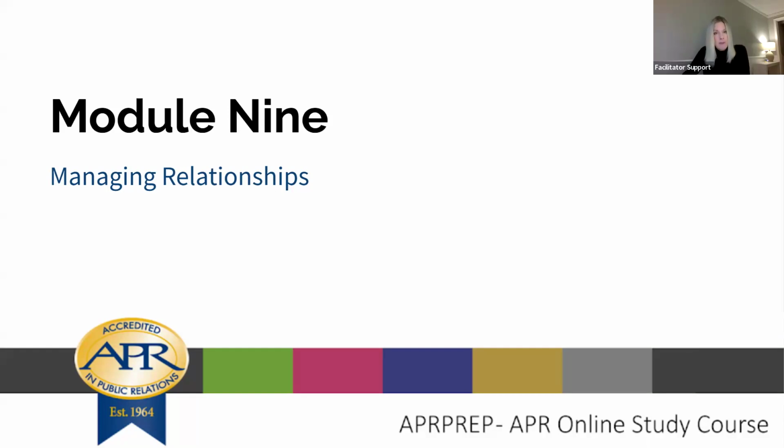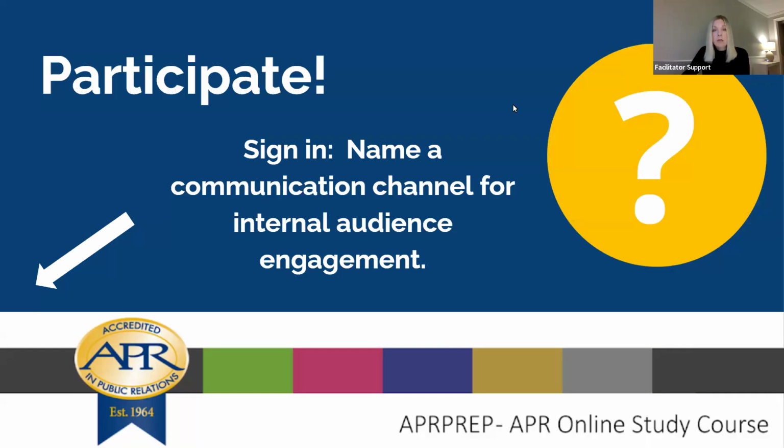It's 15% on the APR exam, and it covers KSAs such as media relations, reputation management, internal communications, relationship building, networks. There's a section even on technology. And so speaking of all of that, let's talk about communication channels. Communication channels are the way that you communicate with your publics.